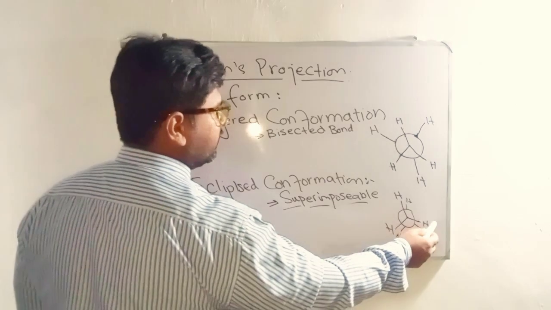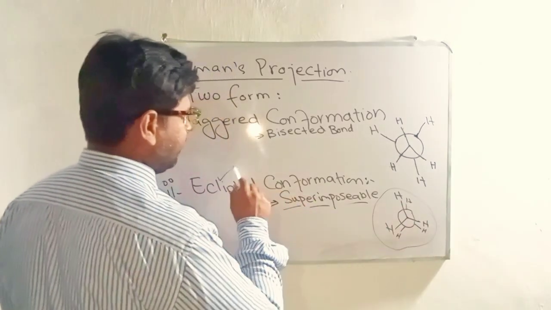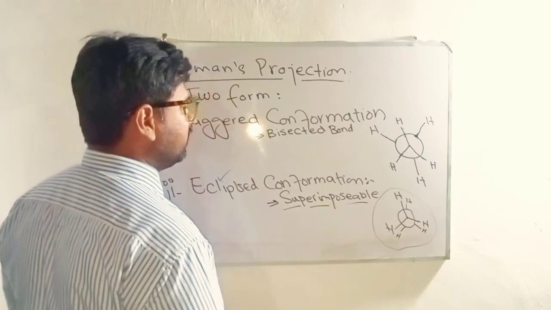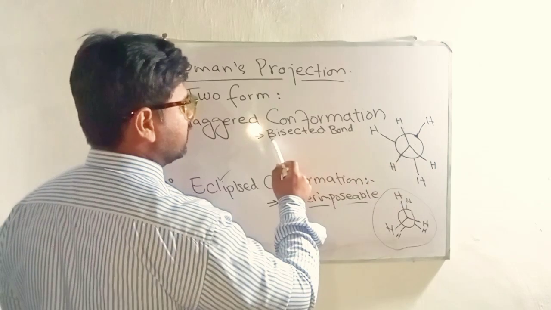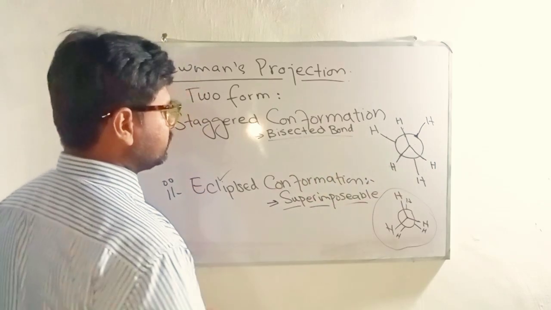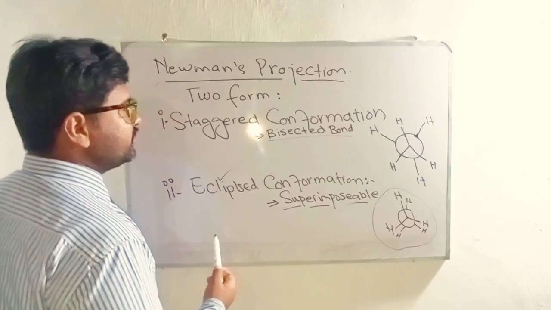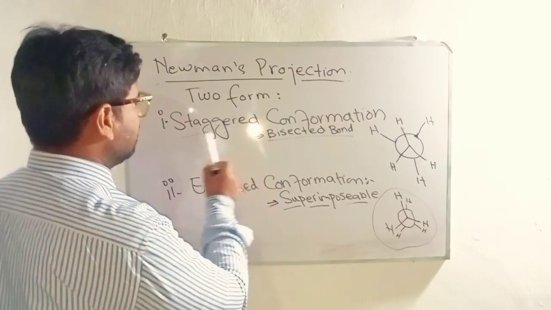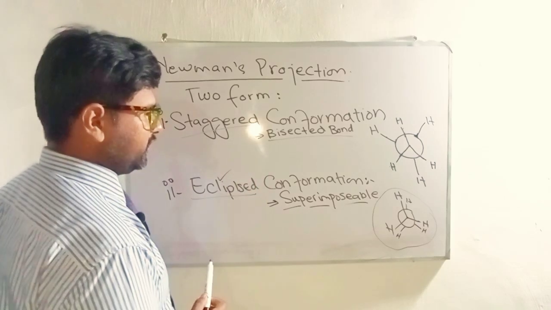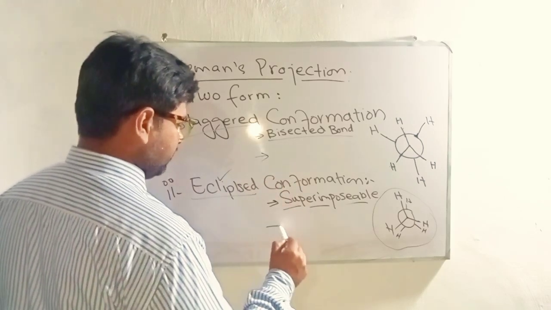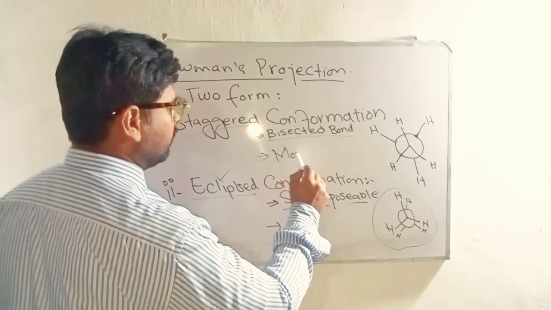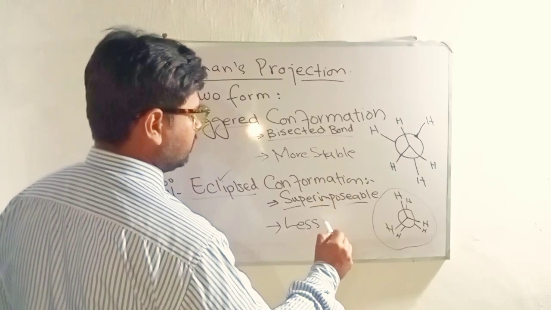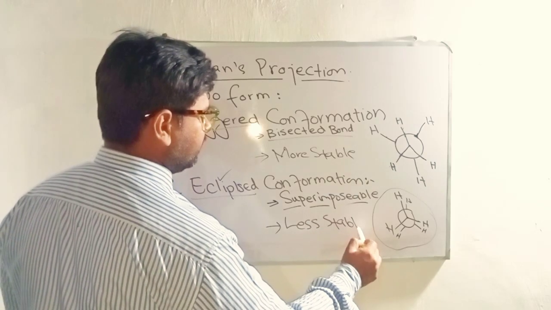Now any conformation that looks like this will be named an eclipsed conformation, in which the dihedral bonds are superimposable, while in the staggered conformation the dihedral bonds are bisecting each other. Now the question is, which of the following is more stable, the staggered conformation or the eclipsed conformation? The correct answer is that the staggered conformation is more stable than the eclipsed conformation, which we will say is less stable.